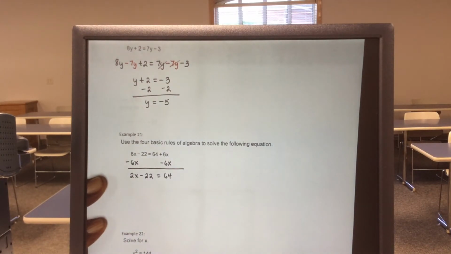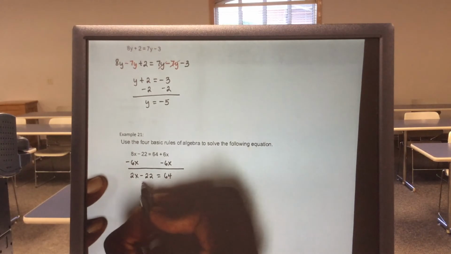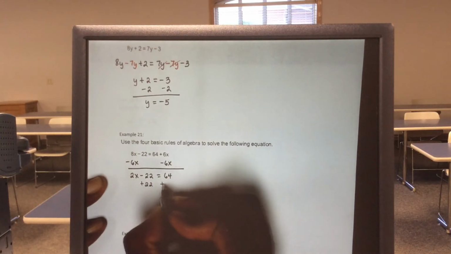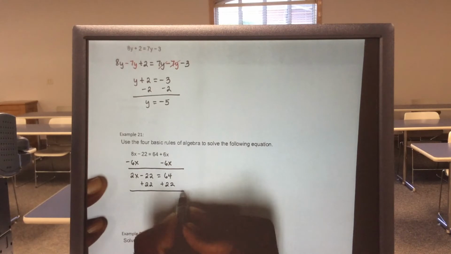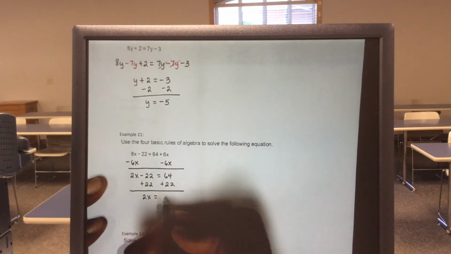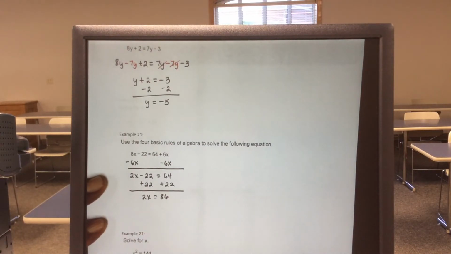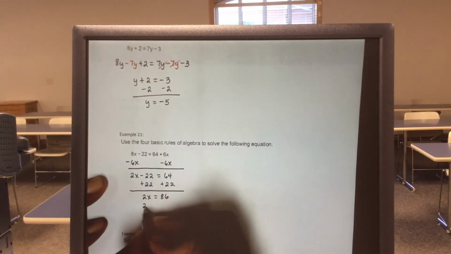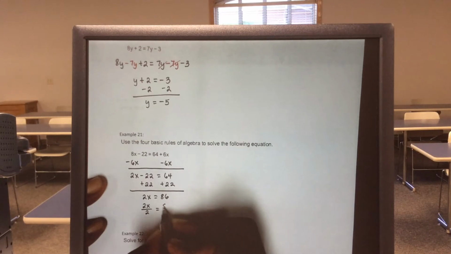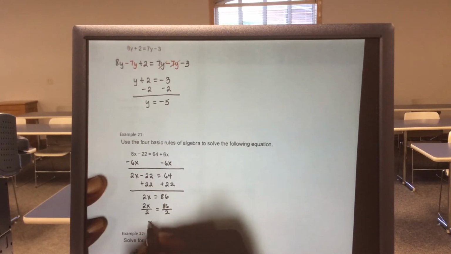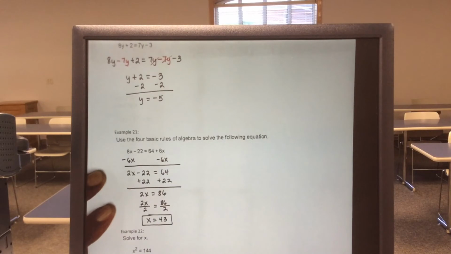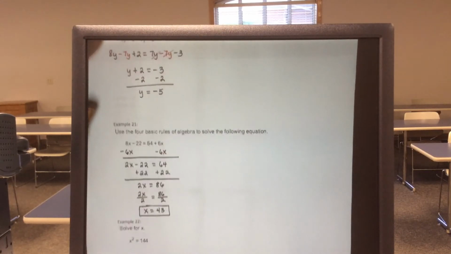And now to get the 2x by itself, I'm subtracting 22, so I need to add 22 on both sides. So 2x is equal to 86. And now, to solve for x, I'm multiplying by 2, so I need to divide both sides by 2. So 86 divided by 2 will be 43. So x equals 43 will be the solution to that linear equation.